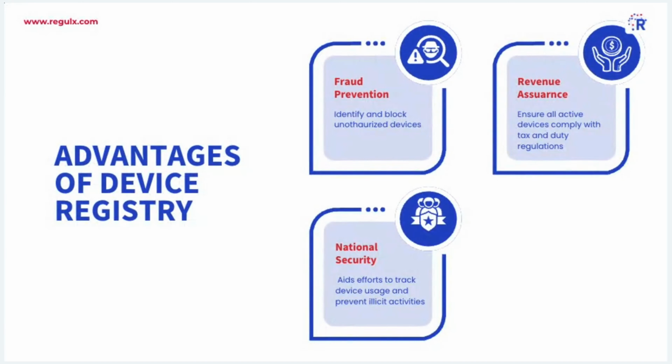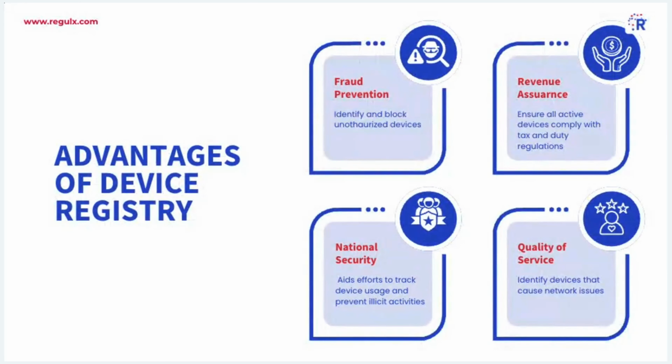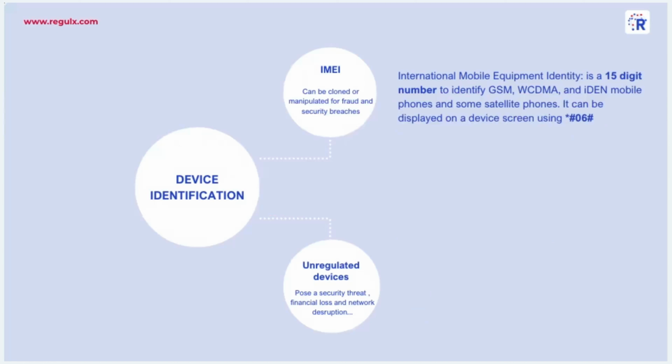National security also comes as an advantage, because it will be easy to track illicit devices with illicit activities and usage. And the final advantage is the quality of service, because it will be easy again to identify the devices that cause network issues and block them to ensure a good quality of service.